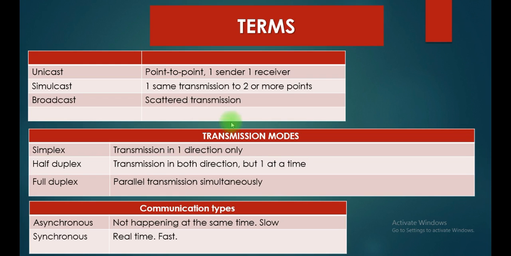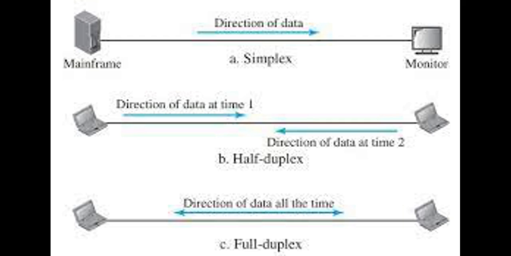Next, transmission modes, and there are 3 of them. So we have simplex, half duplex, and full duplex. With simplex, it is transmission in one direction only, and this would be something like a one-way street in which vehicular traffic flows. So traffic can only flow in one way.